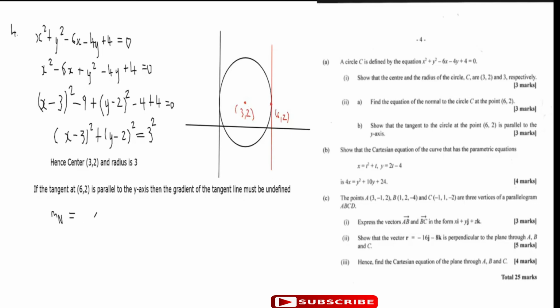y2 minus y1, which is 2 minus 2, over x2 minus x1, which is 6 minus 3. 2 minus 2 is 0. 0 over anything is 0. So the gradient of the normal is 0. If the gradient of the normal is 0, then the gradient of the tangent is equal to minus 1 over the gradient of the normal, which is undefined. This is undefined.